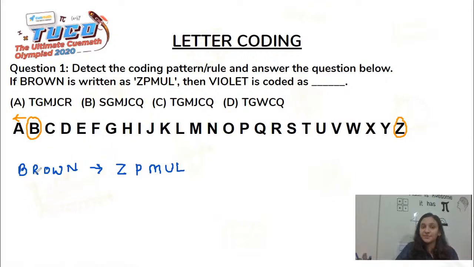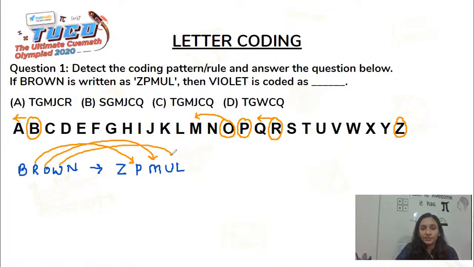Now let's see if the same thing has been applied to R or not. Here is R, and R has been coded as P. Where is P? We go backward, we skip Q, and we arrive at P. So again, the same thing has happened. We have skipped one letter backward to code R, so the code for R is P. Now O has been coded as M. Our O is here, and M has been obtained by skipping one letter backward again.